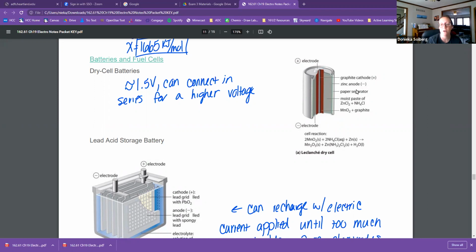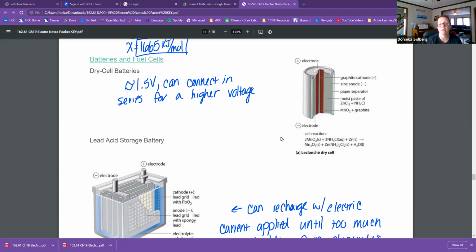I've got a zinc anode. I've got a separator, right? Because you have to separate the reduction and the oxidation in order to harness the electron energy. And then you have a paste of zinc chloride and ammonium chloride, because we also have to have our solutions. And then I got manganese oxide graphite.